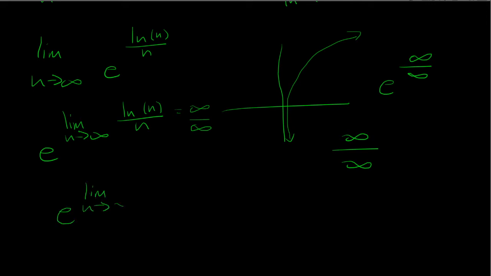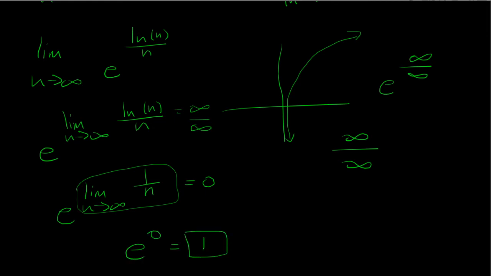So the derivative of ln of n is 1 over n. The derivative of n is just 1. And now the limit part is just 0. So this whole thing is 0. So it's e to the 0, which is 1. Okay, so my limit as n approaches infinity of n to the 1 over n is just 1.